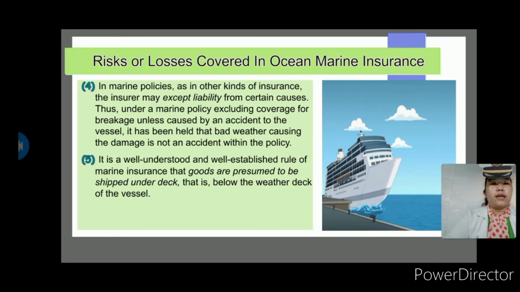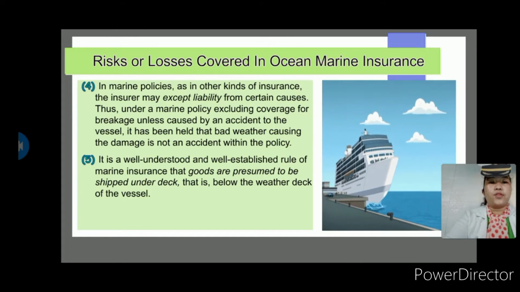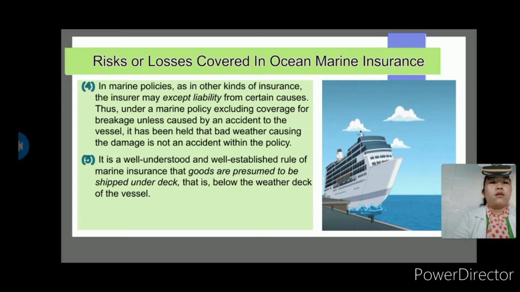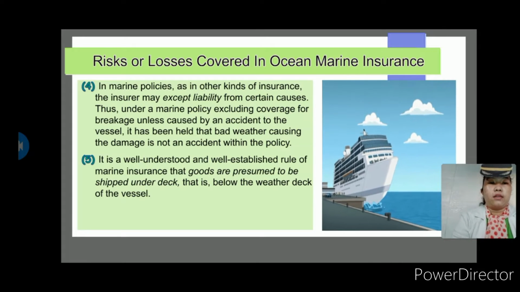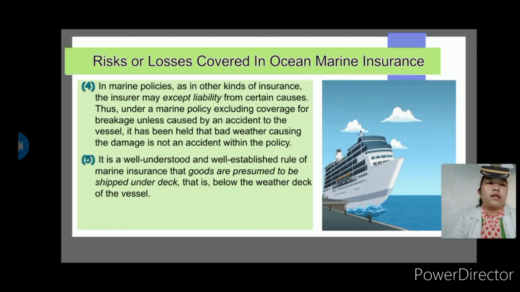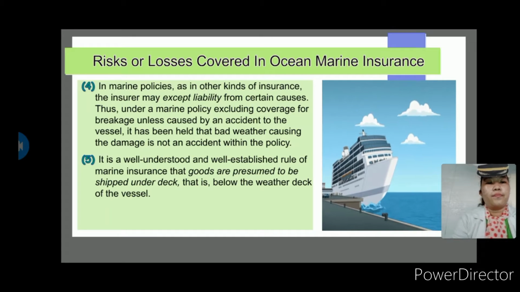What are those exceptions from liability that he will be incurring in such insurance?